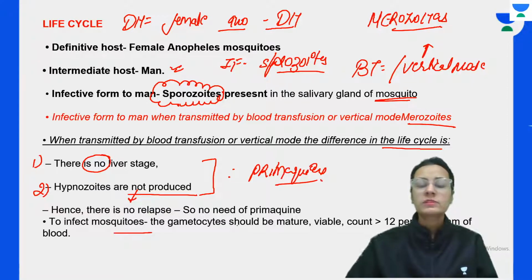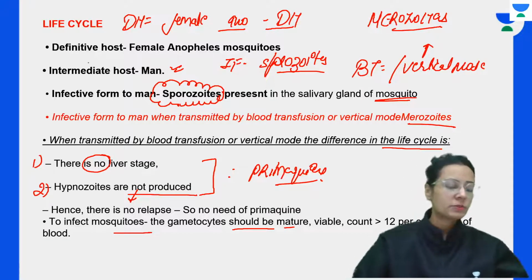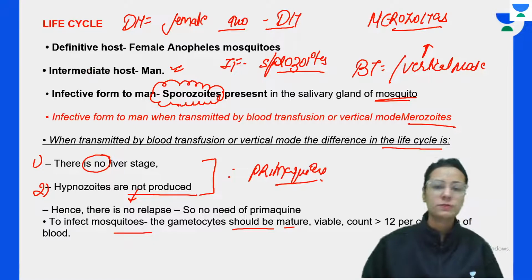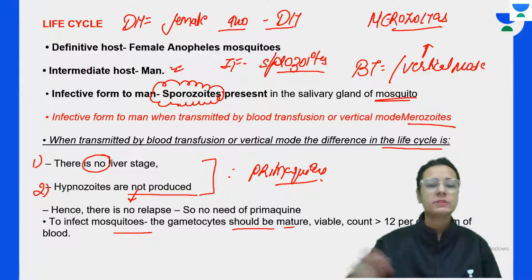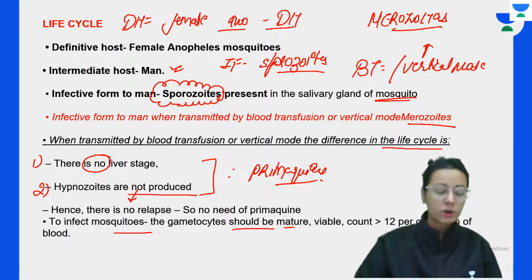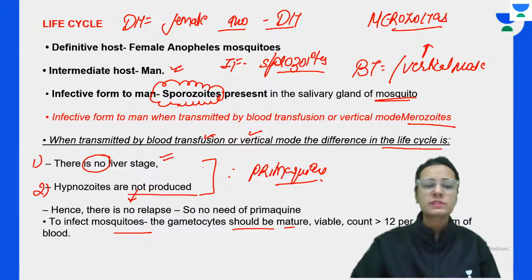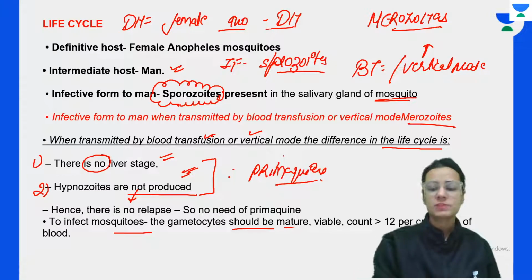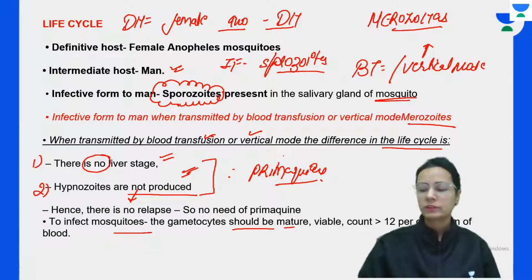To infect mosquitoes, the gametocytes should be mature and their count should be above a certain number per cubic millimeter of blood. What are the important points from here? The definitive host for Plasmodium is the female Anopheles, and the intermediate host is man, with the infective form being sporozoites. But when transmitted by blood transfusion or the vertical mode, it is merozoites. In that case there is no liver stage and hypnozoites are not produced, therefore there is no relapse and no need of primaquine.